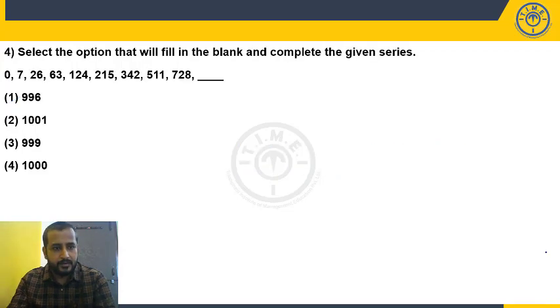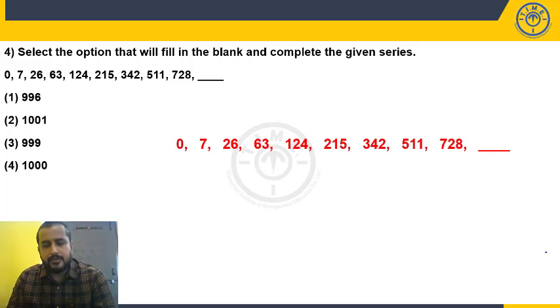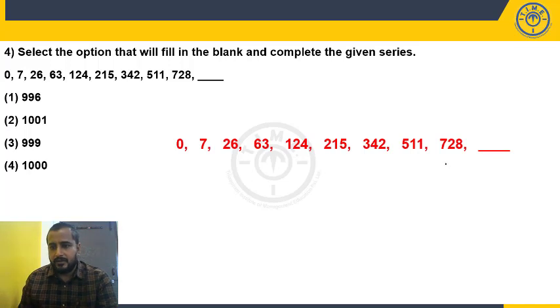Okay. Next, fourth one. 0, 7, 26, 63, 124, 250, 342, 511, 728. If you are a little bit aware of the squares also, cubes, definitely can answer for this question. These numbers are not exactly the cubes, but nearest to the cubes. 729 is 9 cube minus 1. 511 is 8 cube minus 1. 342 is 7 cube minus 1.